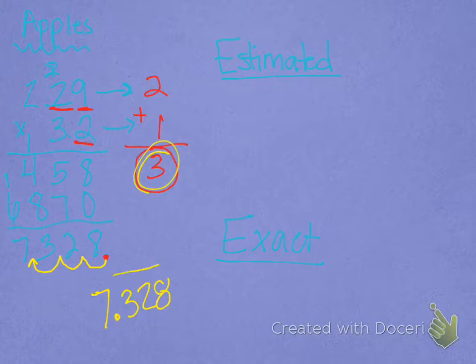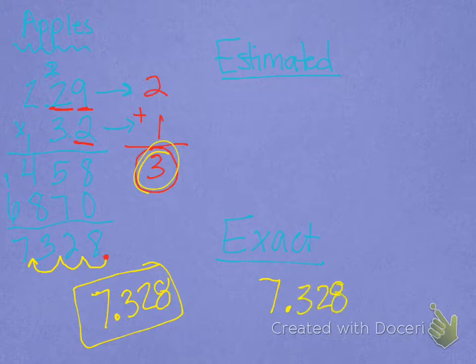So this number that you just got, that's going to be your exact cost, 7.328. And our label is dollars. So how can we get our estimated cost?